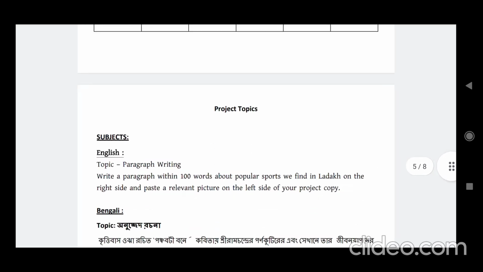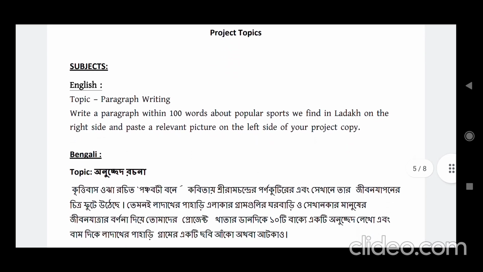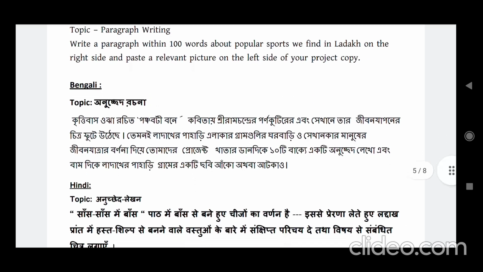Now I am going to discuss your project topics. The first subject is English. The topic is paragraph writing. You are instructed to write a paragraph within 100 words about popular sports we find in Ladakh. Ladakh is a union territory in the northern part of India. So you write the paragraph on the right side of your project file, and you can paste a relevant picture on the left side of your project copy. Clear?